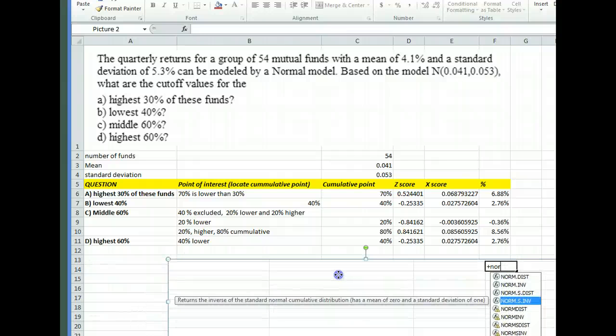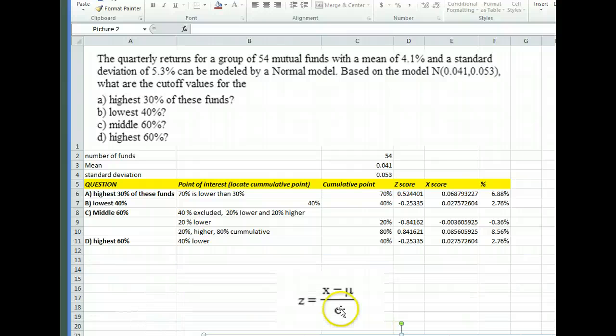Let me get that somewhere where you can see it. Right, just transposing this for x, and then we change it into a percentage. So what we're saying is, to capture the lowest 40% of investors, they would have gotten interest up to 2.76.